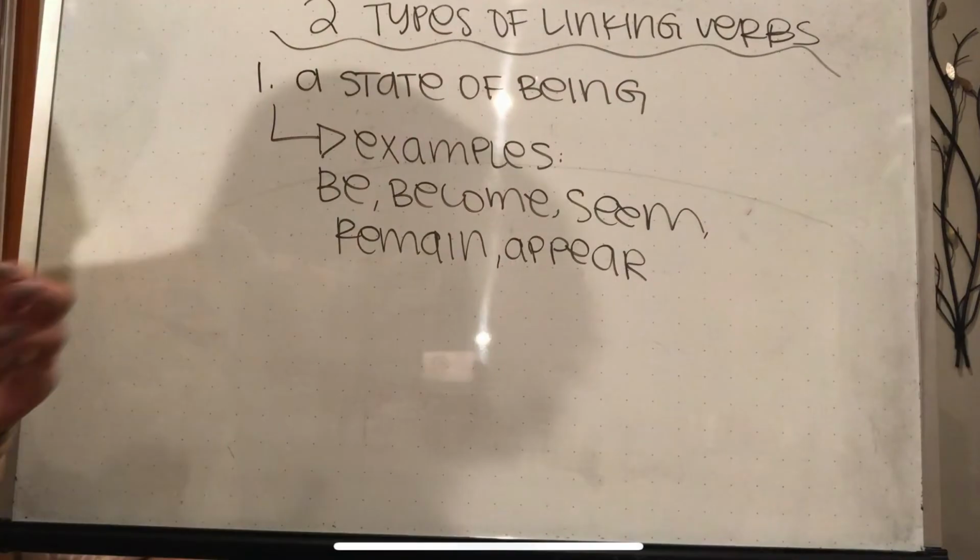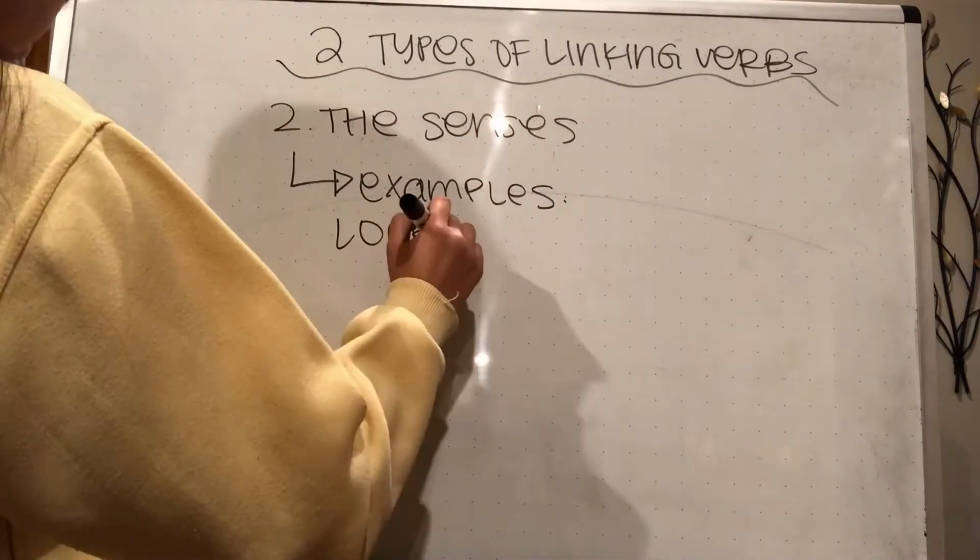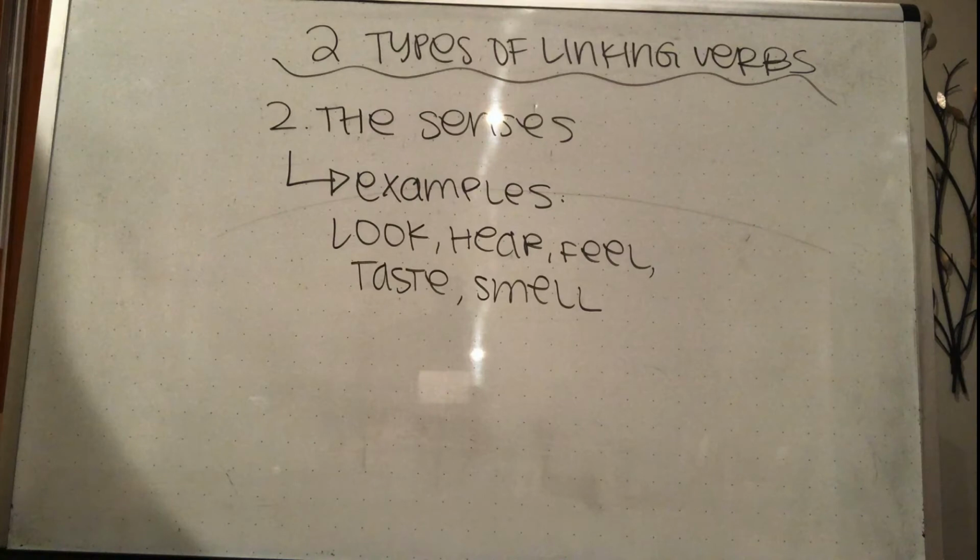There are two types of linking verbs, and the first is a state of being. An example would be become, seem, remain, appear. The second type of linking verb is when it's talking about the senses. So when someone looks, hears, feels, tastes, and smells.